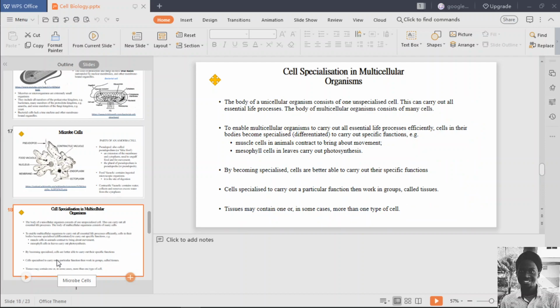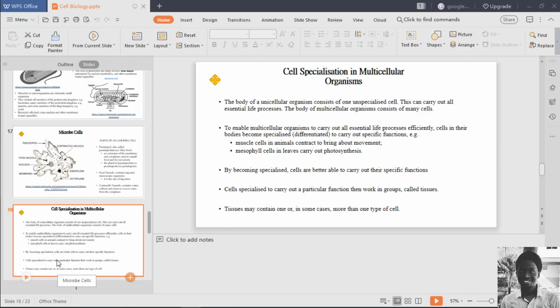Let's look at cell specialization in multicellular organisms. Now, the body of a unicellular organism consists of one unspecialized cell. So that one cell can perform all the essential life processes of the organism.